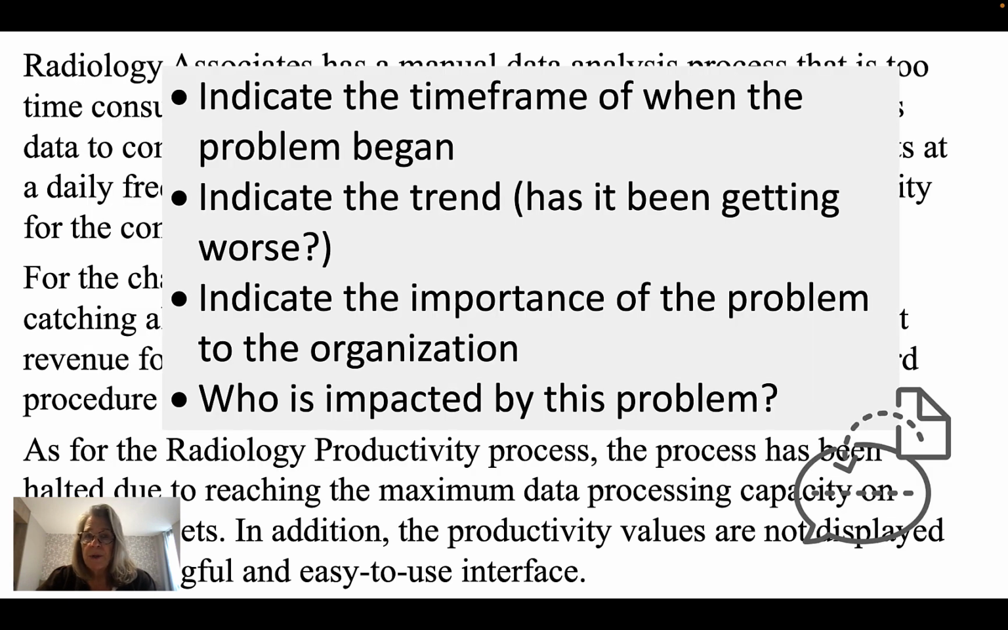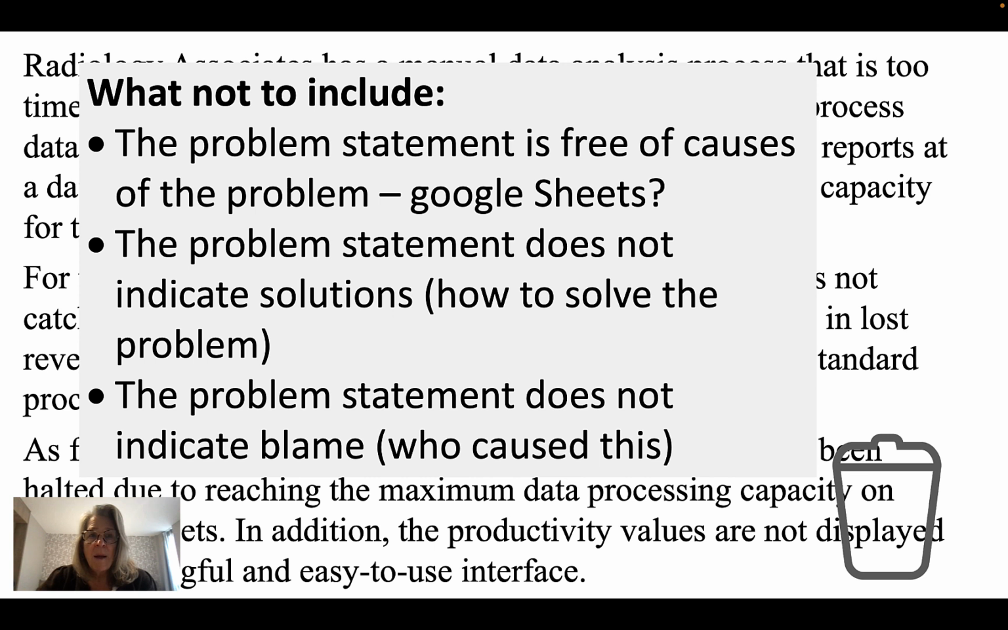Also looking at what you should include, indicate a time frame. It doesn't say how long this has been happening. And then indicate the importance. Although profit is important, are there other problems with this? And then what not to include. They say there's a problem to be free of causes, but in this case, they're really saying part of the problem is Google Sheets, which might be true, but it's generally not great to put it in a problem statement.